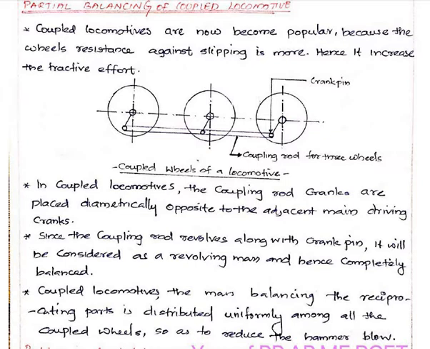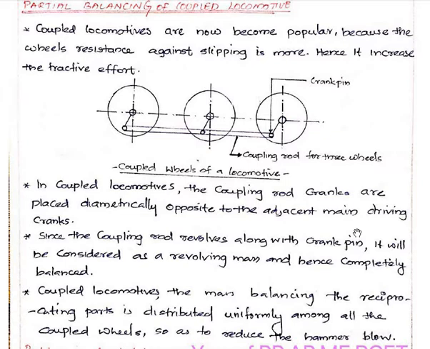The coupling rod cranks are placed diametrically opposite to the adjacent main driving crank. That is, the coupling rod is placed in such a way that it is diametrically opposite to the adjacent main driving crank. Also, it revolves along with the crank pin, and it will be considered as a revolving mass, and hence it is completely balanced.